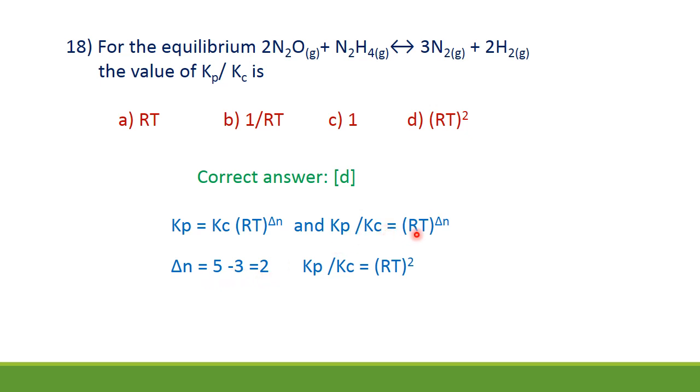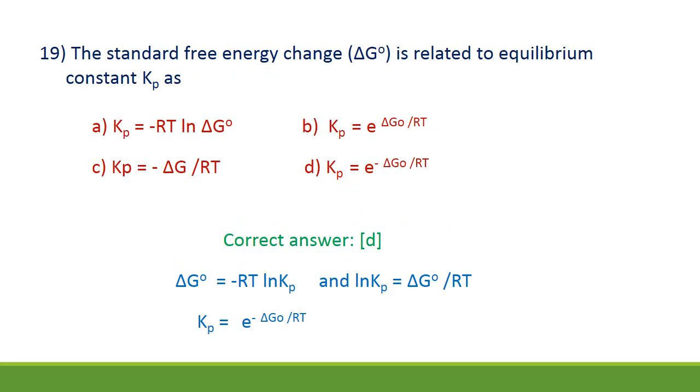Kp by Kc will be equal to RT power delta n. இப்போ delta n கண்டுபிடிச்சிட்டோம். Delta n will be equal to 2. இதை சப்ஸ்டிட்யூட் பண்ணா Kp by Kc, Kp-ஐ Kc ஆல வகுத்தா என்ன கிடைக்கும்? RT power 2. That is the answer. அப்போ the option is D, RT whole square. அப்போ the correct answer is D. இது ஒரு TRP question.